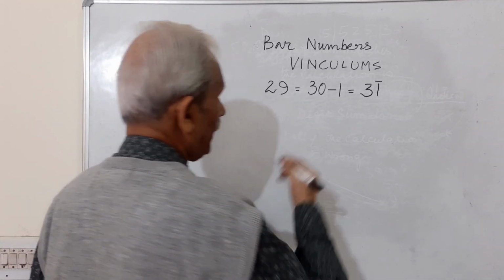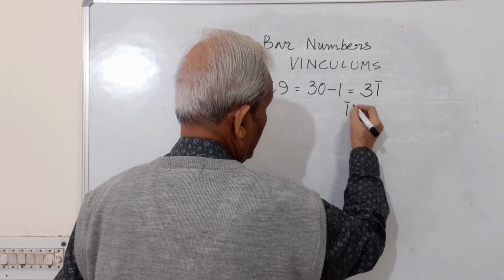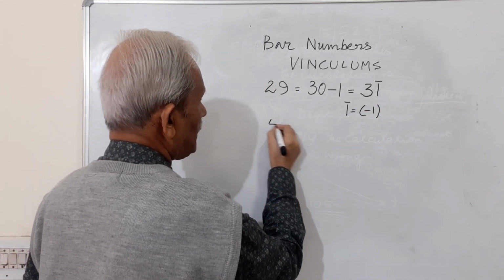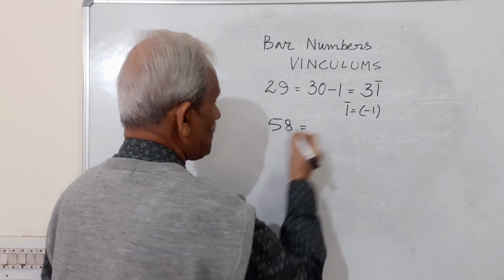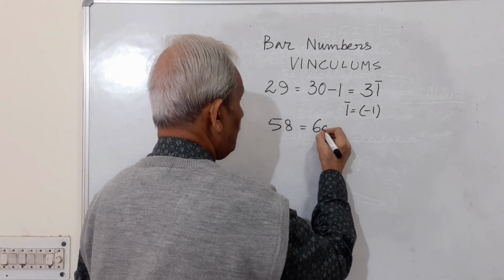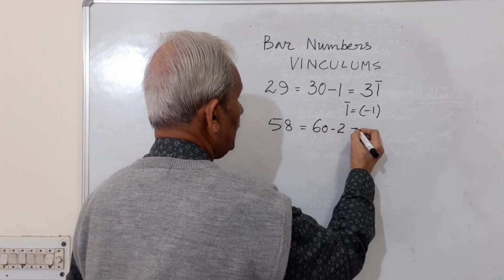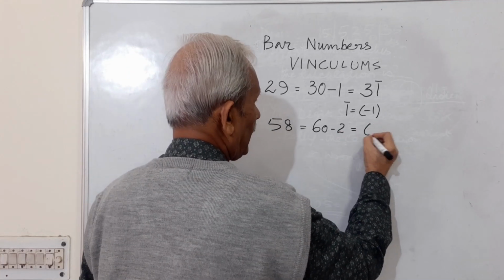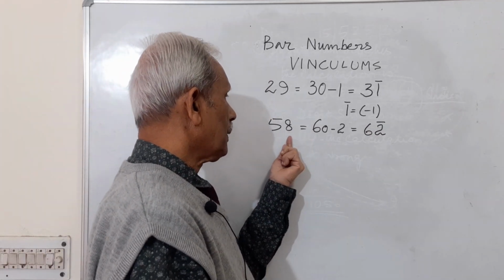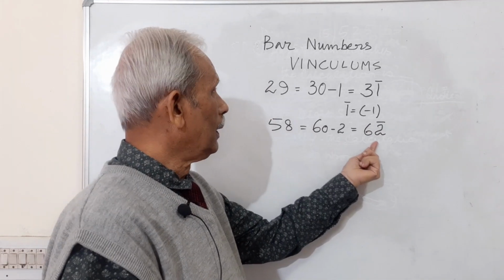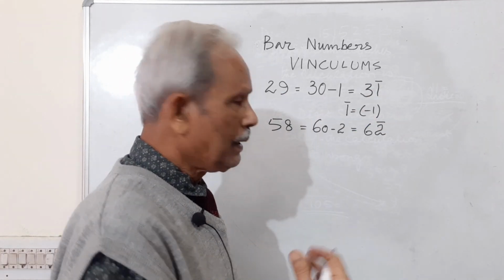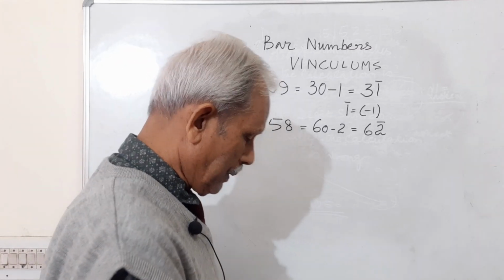Now I take an example here. This 1 bar is nothing but minus 1. If I take another example, say 58, this 58 can be converted into what? 60 minus 2. 60 minus 2 we can write as 6, 2 bar. Now you see that the bigger number 8 is converted into 2. Here the bigger number 9 is converted into 1. It becomes easier to calculate, and we'll see later on how to use it in different calculations.